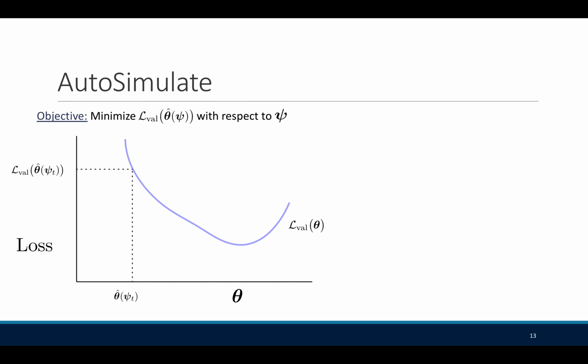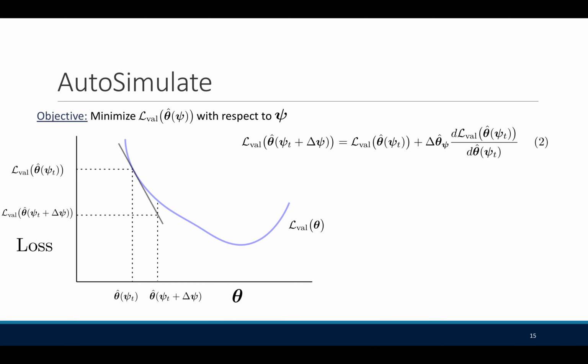This graph shows theta on the x-axis and the neural network loss on the y-axis. Our objective is to minimize LVAL with respect to psi. So we initialize psi to some value psi t. The neural network trained on this psi is theta hat of psi of t. The blue curve shows the loss on the validation dataset as a function of neural network parameters. Our aim is to move in a direction such that the objective decreases the maximum. We take a linear approximation of the objective at the current point, shown in the black line.